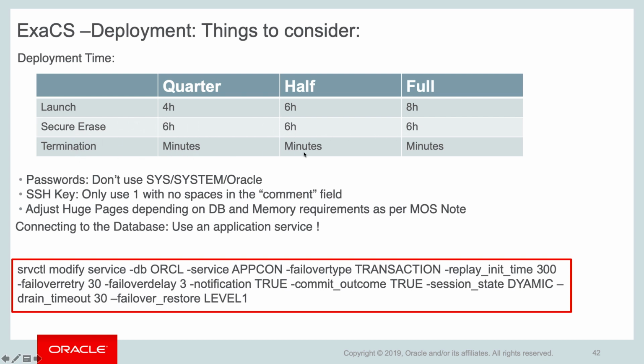Termination could be done in minutes. Some of the best practices: for passwords, you should not use system or Oracle as the password. For SSH keys, you should use one with no spaces in the comment field. Adjust the huge pages depending on database and memory requirements, and there are My Oracle Support notes available to guide. By default, when a database gets provisioned, it will be with huge pages already.